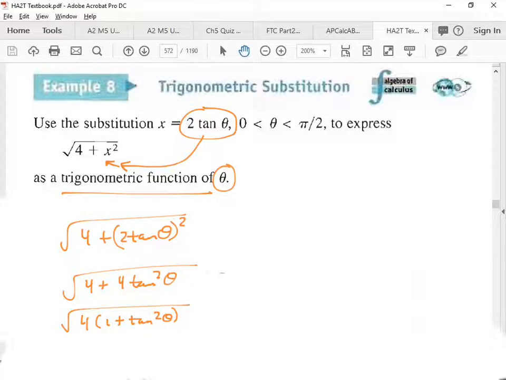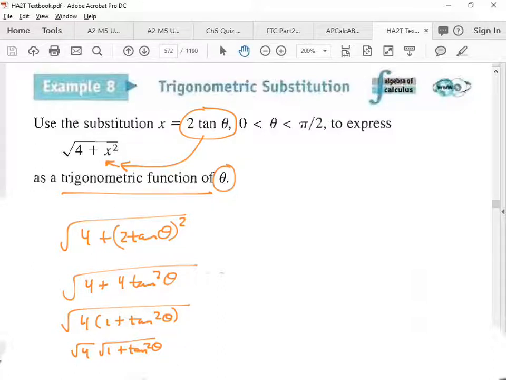Okay, so actually, because we have multiplication, we can split this up. We can go the square root of 4 times the square root of 1 plus tangent squared theta. And that square root of 4 is going to be a 2. Man, I wish that plus sign was not there. If that plus sign was not there, I could get rid of this tangent squared right here. But oh, dang. Is there an identity with a 1 plus tangent squared theta?